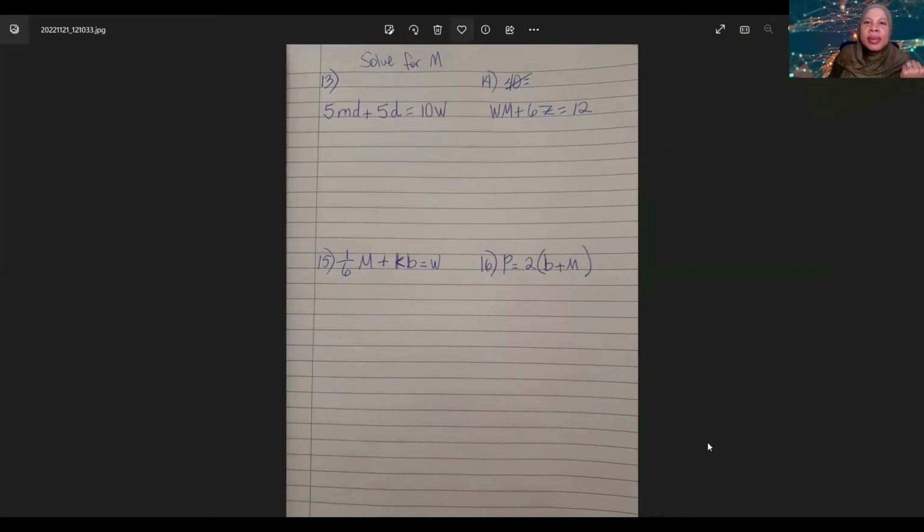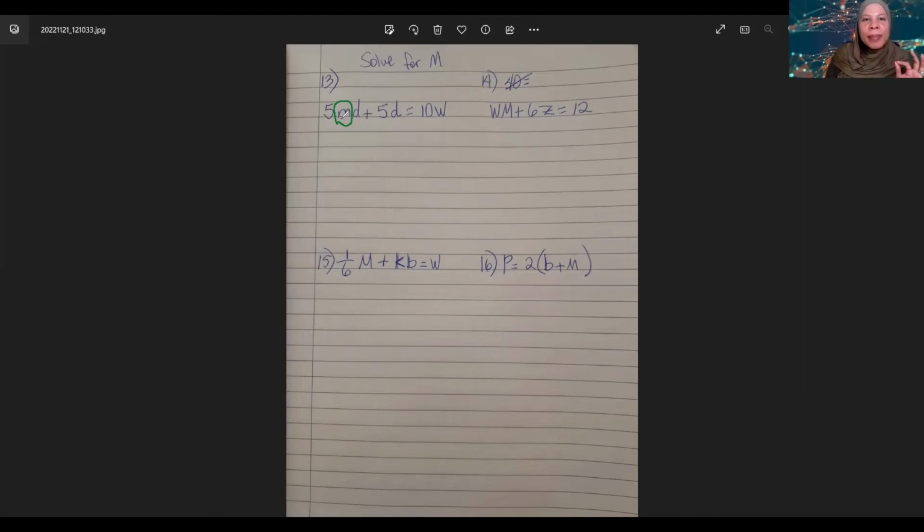Solve for M means to isolate M. So what I'm going to do is circle my M, and that's the last thing I want to touch. Keep away from the M. For this type of problem, I put a few numbers in here. Still, you might see some numbers in literal equations.